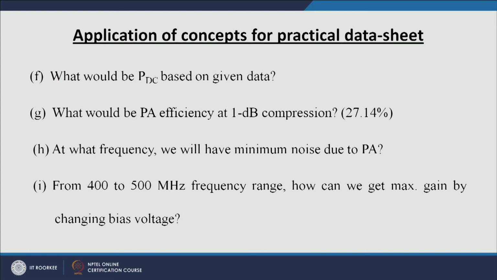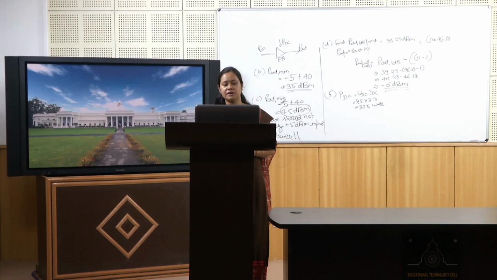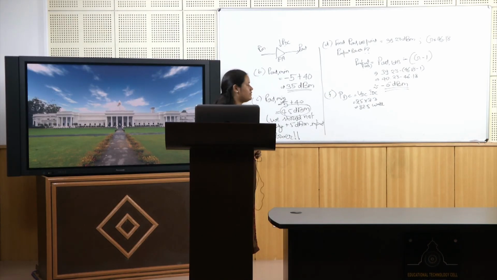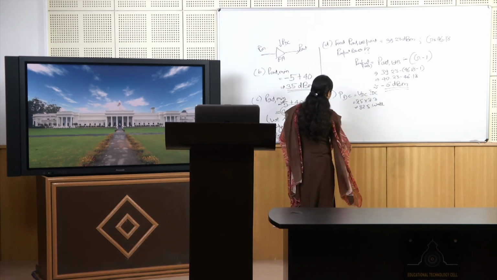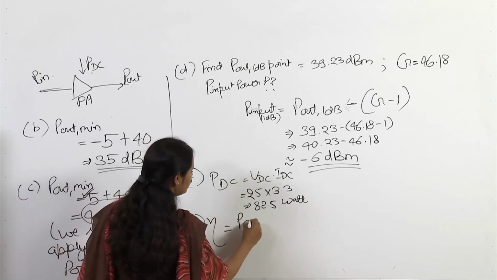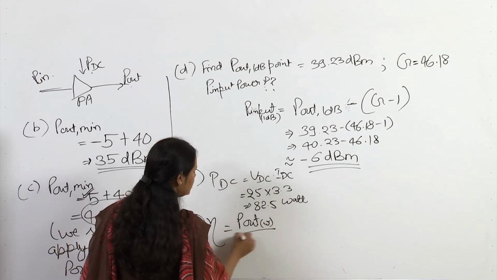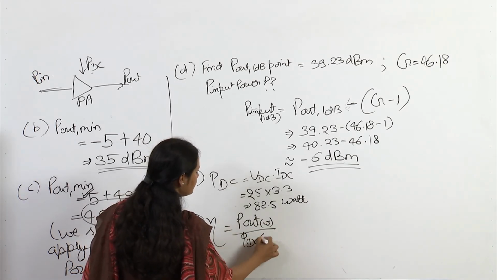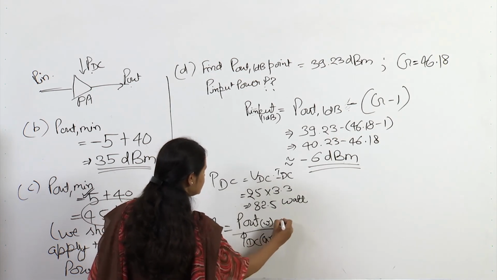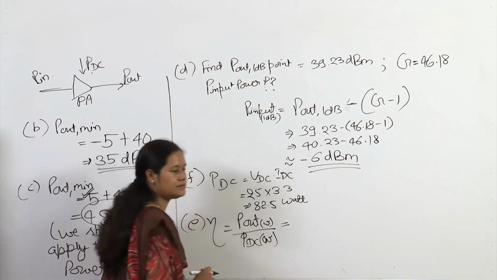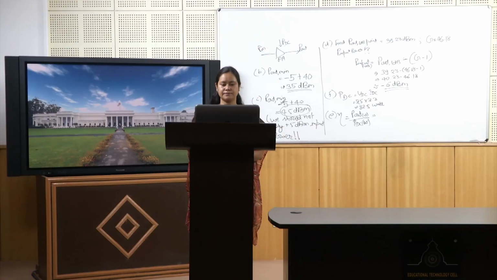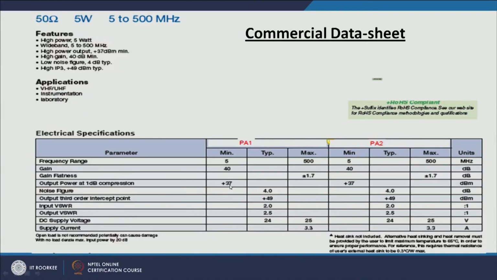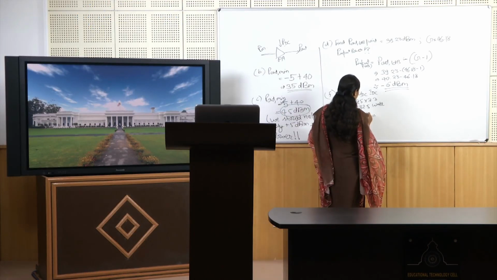Basically we have to know the P out at 1 dB compression, because that is the definition of PA efficiency, the normal drain efficiency: output power in watt divided by PDC. So here we can see the output power at 1 dB compression. We are not given any frequency range, so let's take the typical one, which is plus 37 dBm. We have to convert that back into watt first of all.